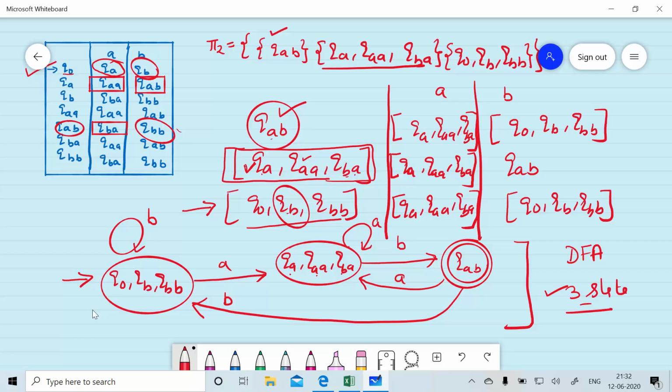Here the state names may differ. We can replace it by Q0, we can replace it by QA, we can replace it by QAB. State names do not matter too much. What will matter in the end is the set of accepted strings, whether a string is accepted in the language or rejected.